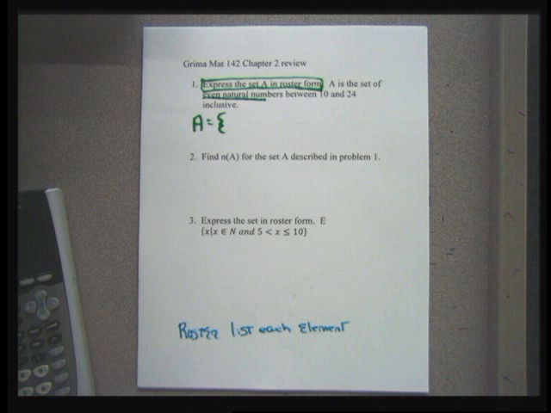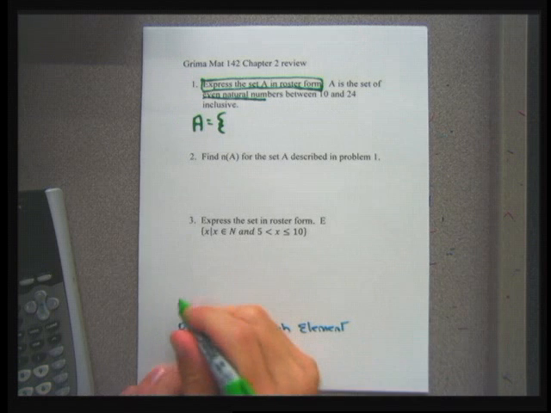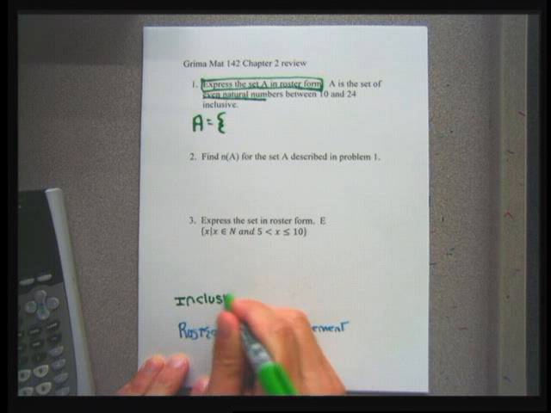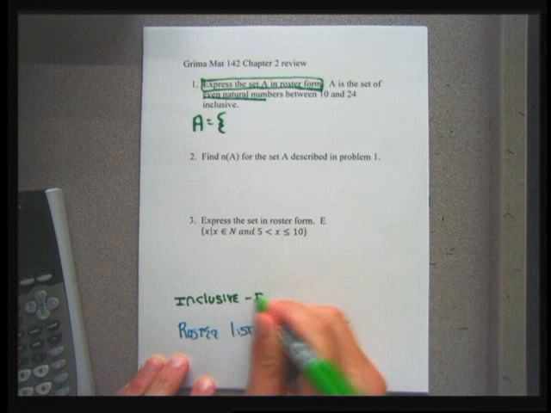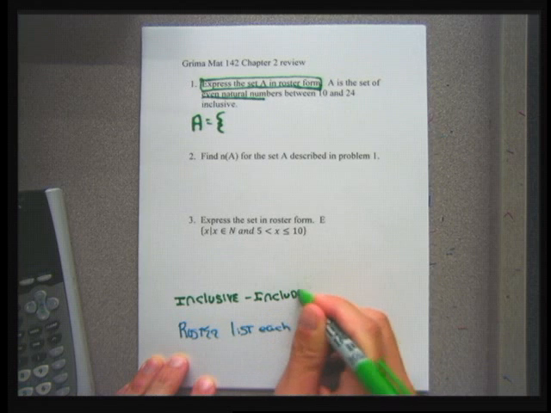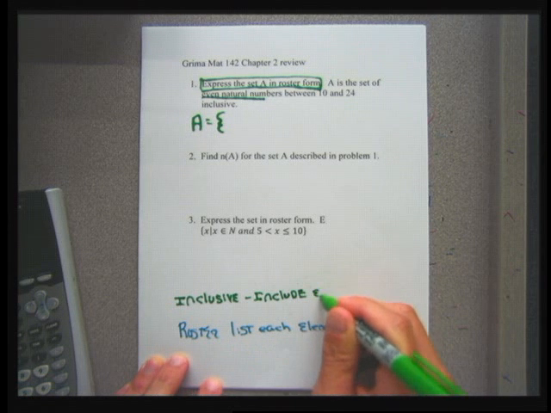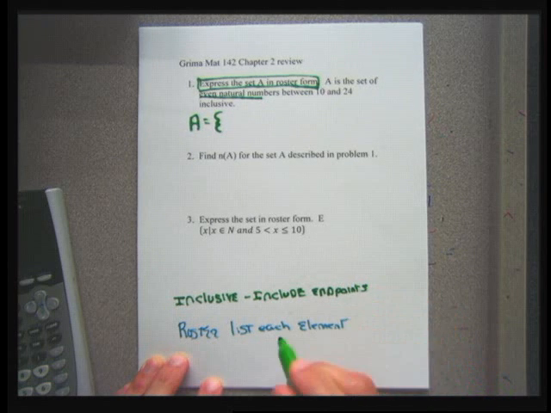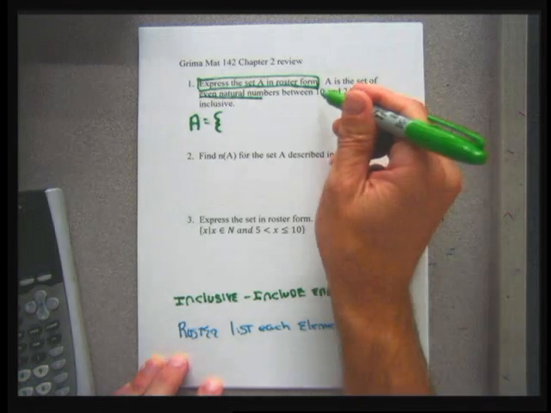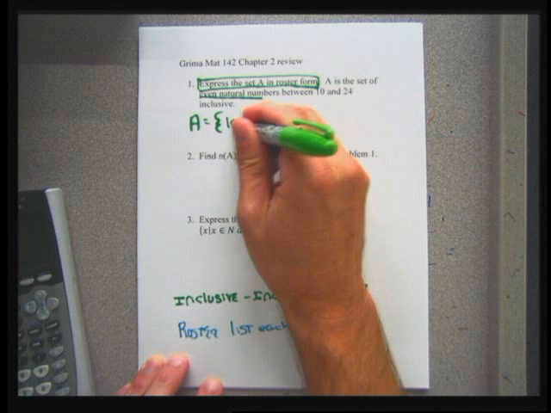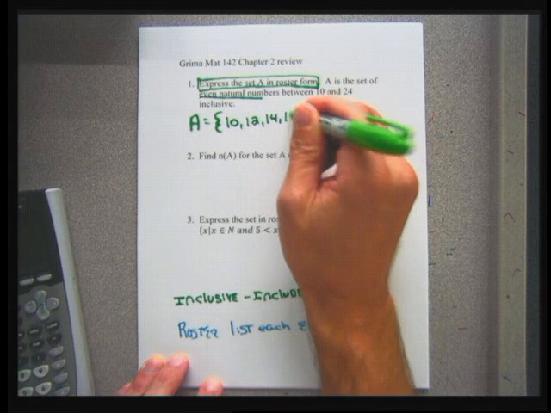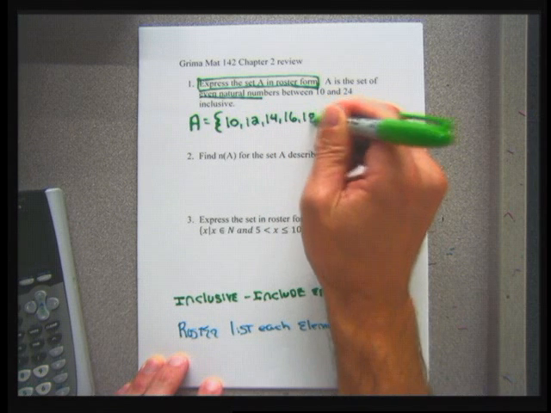If I didn't see the word inclusive, I wouldn't include the 10 and wouldn't include the 24. So the word inclusive with between, you include the endpoints. If I don't have the word inclusive, I'm not including the first and the last number that I see. So I'm looking for even natural numbers starting at 10, including 10, ending at 24. So I'm going to just list all the numbers that are even between 10 and 24.